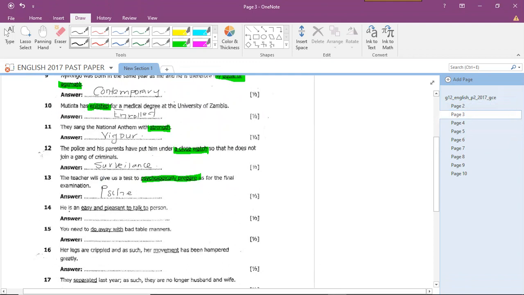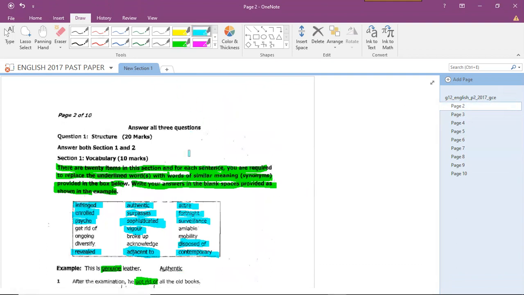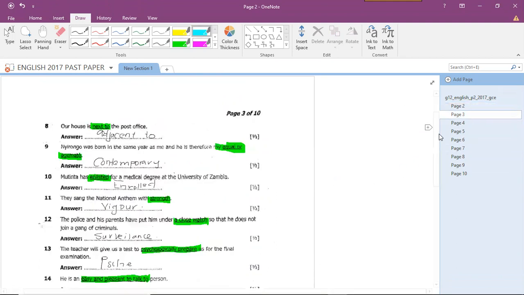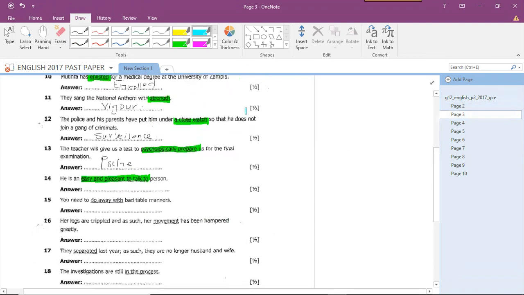He is an easy and pleasant to talk to person. So someone who's easygoing, very friendly in nature. This person is amiable. I saw the word amiable in that information table. So at least now you see that underlining the words you've used, you can now easily see which ones you can pick from. The question just becomes way easier, even if you don't know the closest meaning. You can use logic and deduction to come up with the answer. So the answer here is amiable.